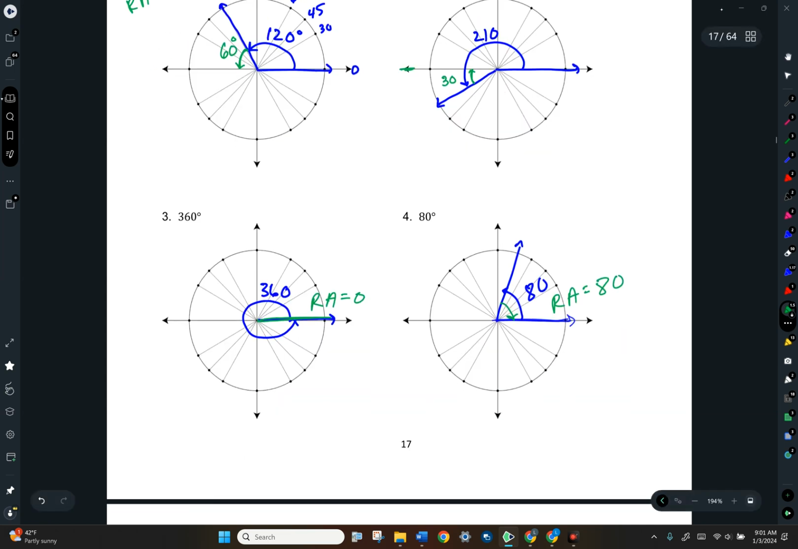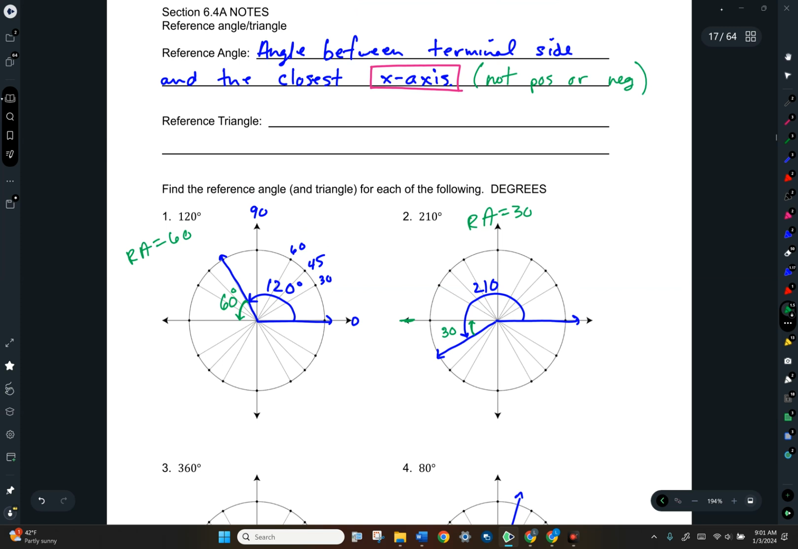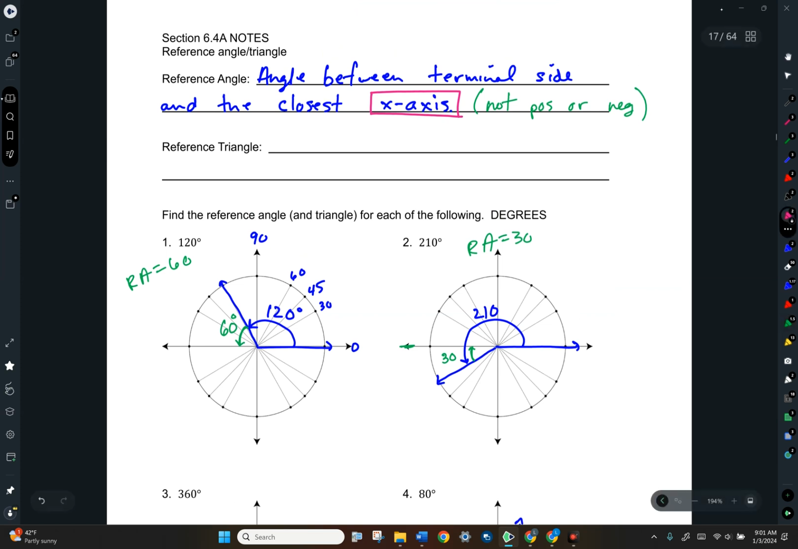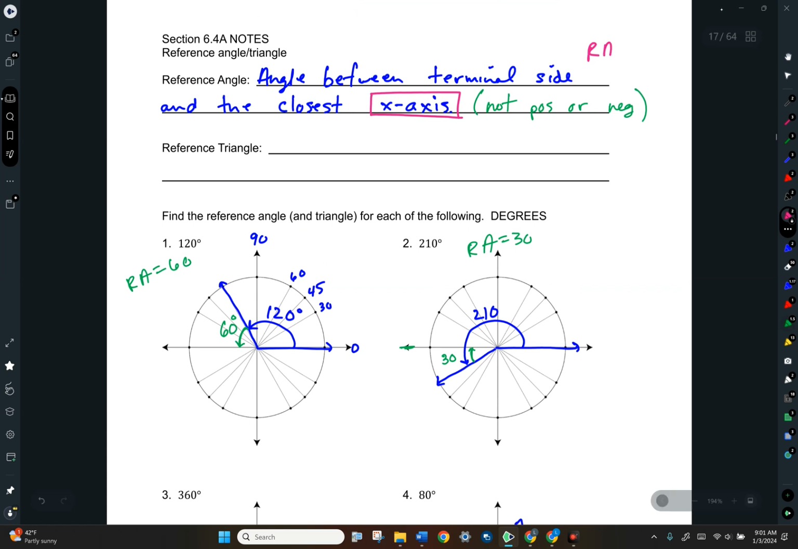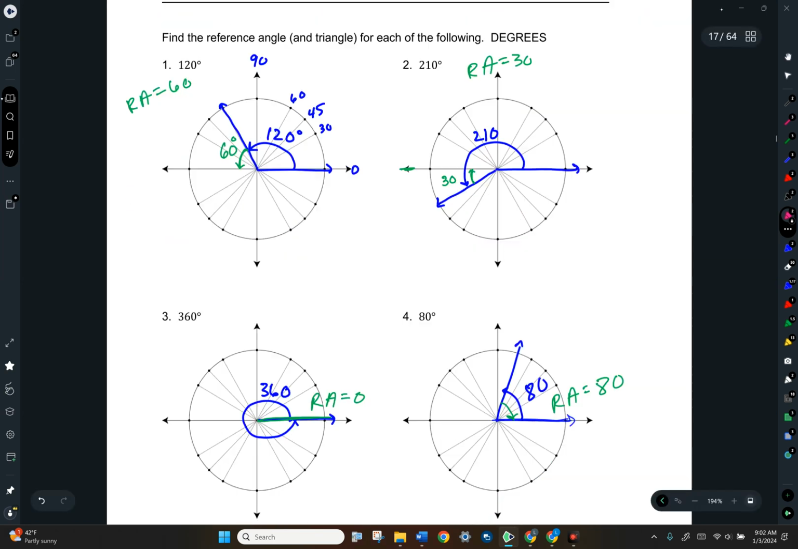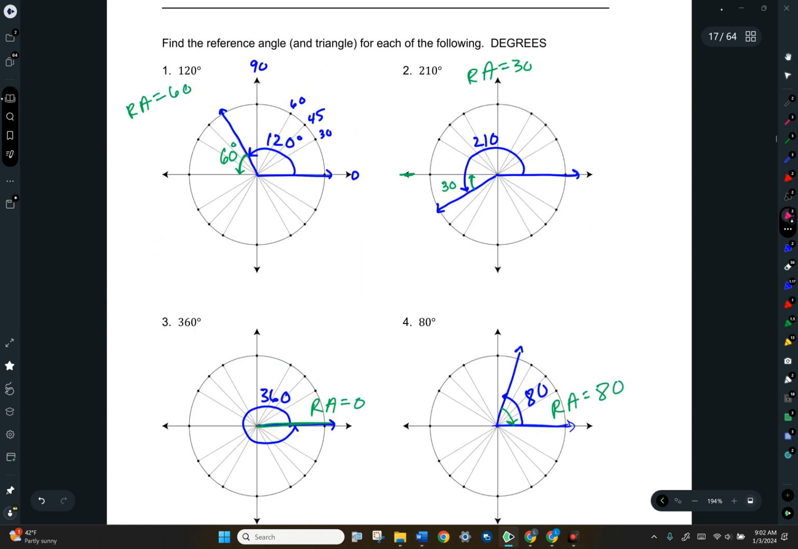Now, something to keep in mind, since you're always going to the closest x-axis, that means your reference angle is always going to be less than or equal to 90, right? Because if you're in the second quadrant, the closest x-axis would be over there on the left side, but it's going to be less than 90. Okay, so that's just something to keep in mind. All right, so that's the idea of reference angle.